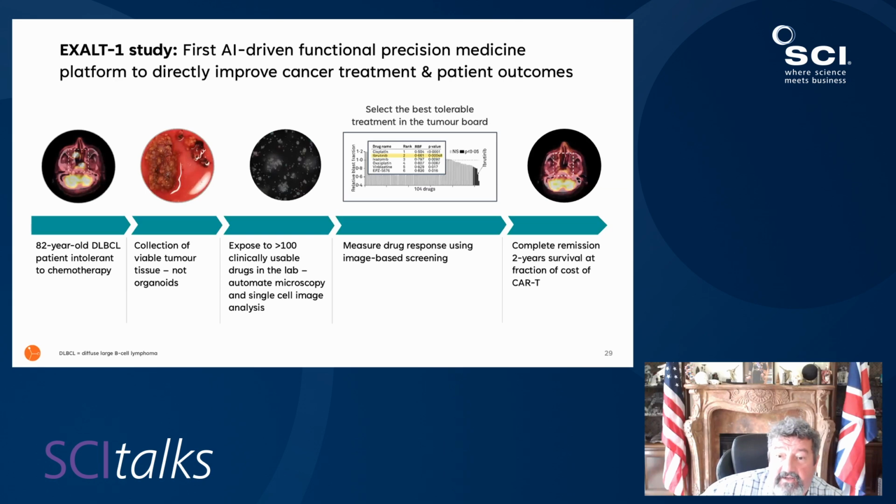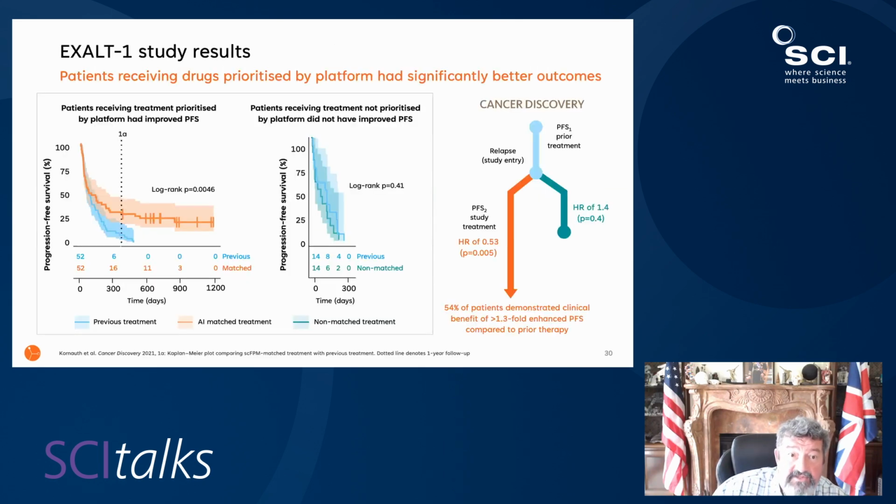at a fraction of the cost of some modern therapies like CAR-T technologies. So this was put together and published as part of a trial where there was a significantly improved PFS for a cohort of patients on the basis of this platform, where the data was used to modify the prescribing data for the patients. So 54% of the patients had clinical benefit of greater than 1.3-fold enhanced progression-free survival compared to their prior therapy.